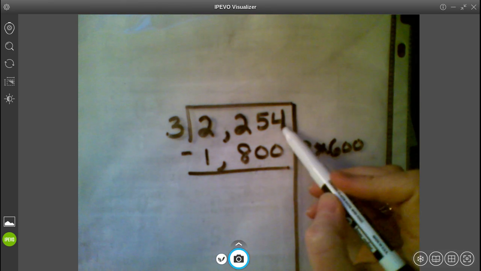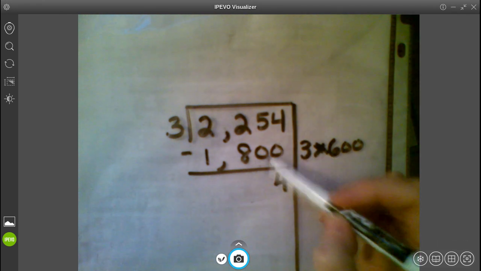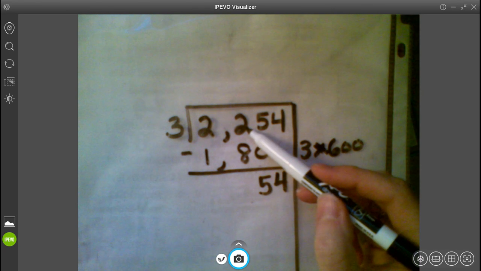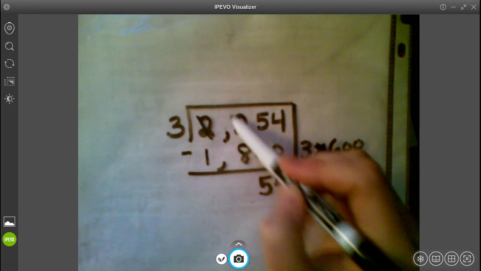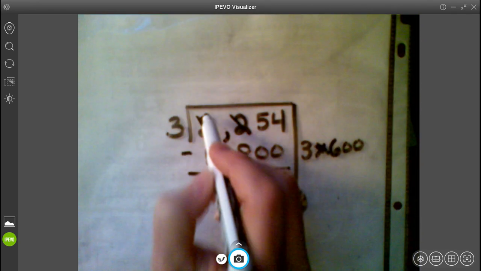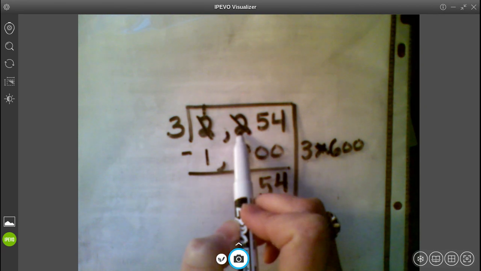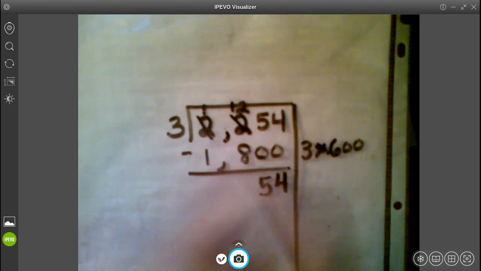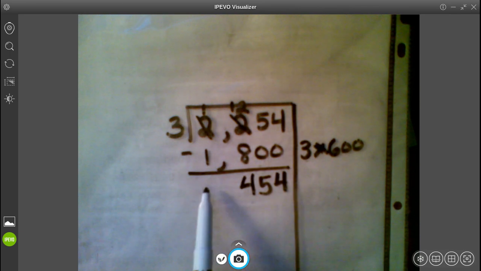Let's subtract. 4 minus 0 is 4. In the tens, we have 5 minus 0 is 5. In the hundreds, we have 2 hundreds minus 8 hundreds. Ooh, more on the floor, so let's go next door. We'll borrow 1,000, we'll leave 1,000 there, and we'll take that other 1,000 and break it up into 10 hundreds. We already had 2 hundreds, so 10 hundreds plus 2 hundreds is 12 hundreds. 12 hundreds minus 8 hundreds is 4 hundreds, and we have no thousands.